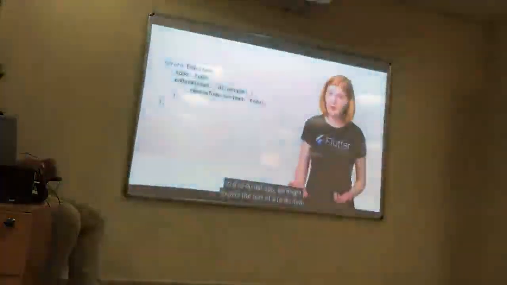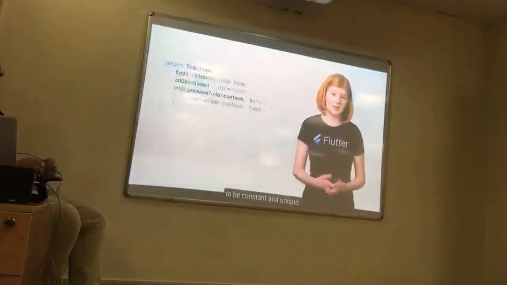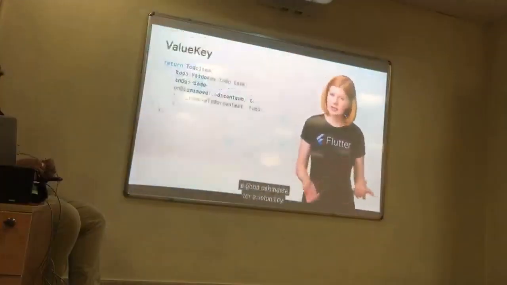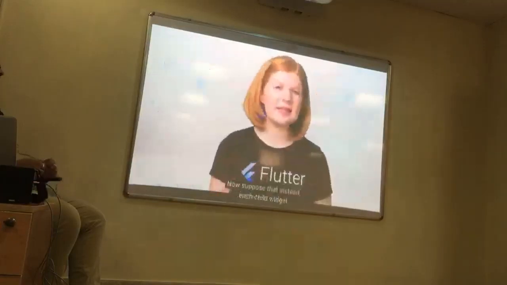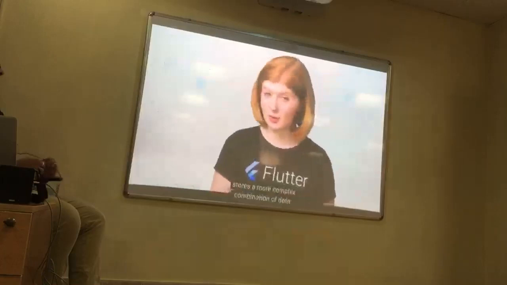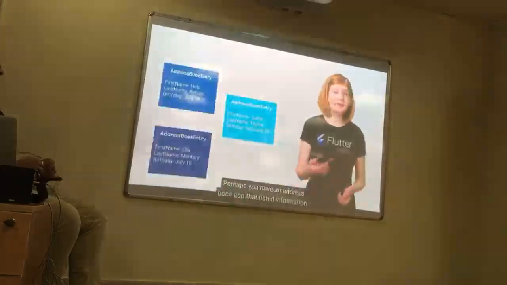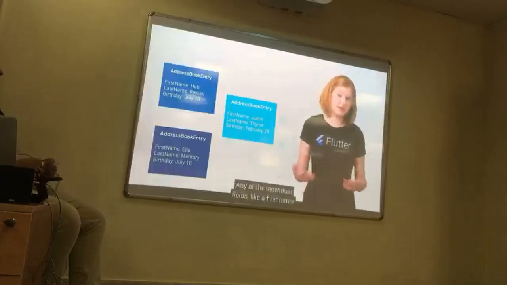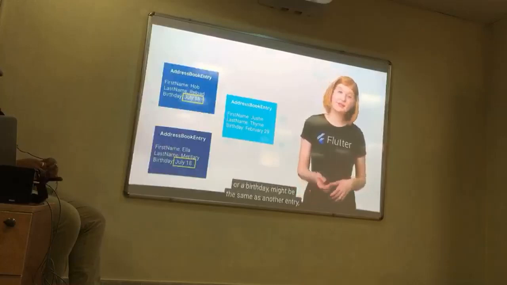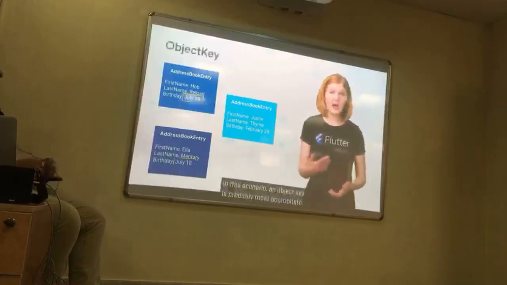In a to-do list app, we might expect the text of a to-do item to be constant and unique. If that's the case, it's probably a good candidate for a value key, where the text is the value. Now suppose that instead each child widget stores a more complex combination of data. Perhaps you have an address book app that lists information about each user. Any of the individual fields, like a first name or a birth name, might be the same as another entry, but the combination is unique. In this scenario, an object key is probably most appropriate.